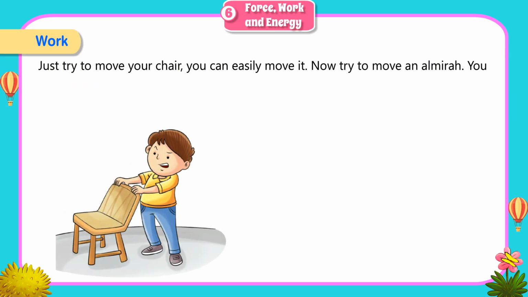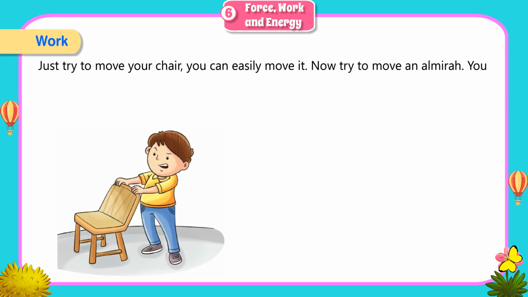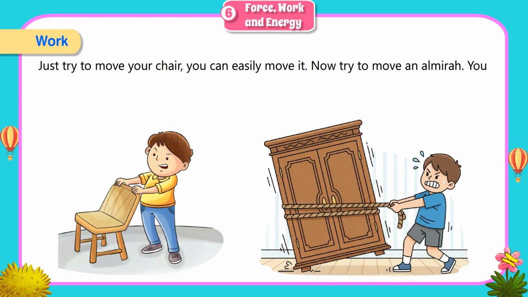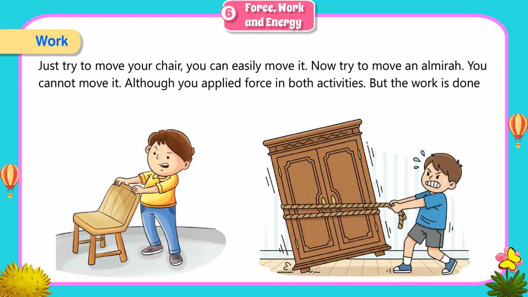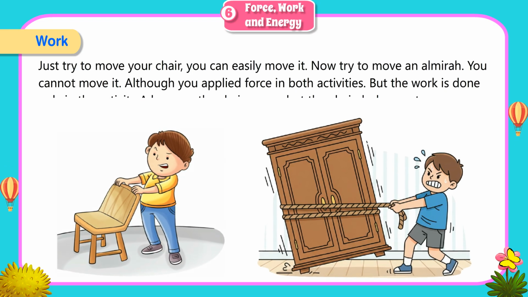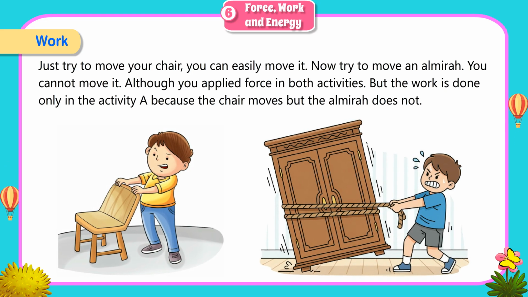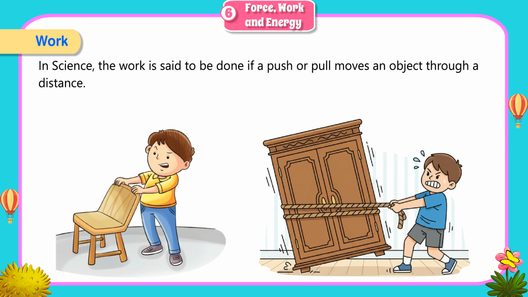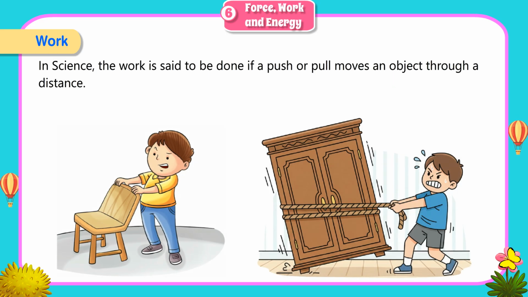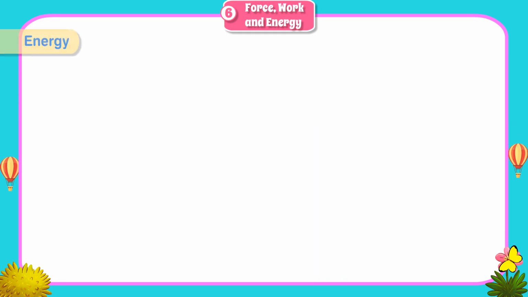Work. Just try to move your chair, you can easily move it. Now try to move an almirah. You cannot move it, although you applied force in both activities. But the work is done only in the activity A because the chair moves but the almirah does not. In science, the work is said to be done if a push or pull moves an object through a distance.